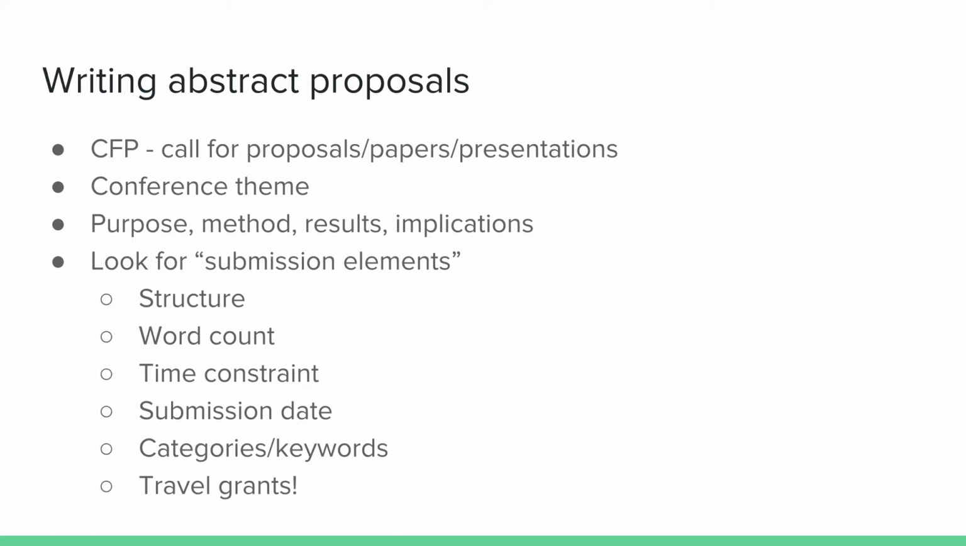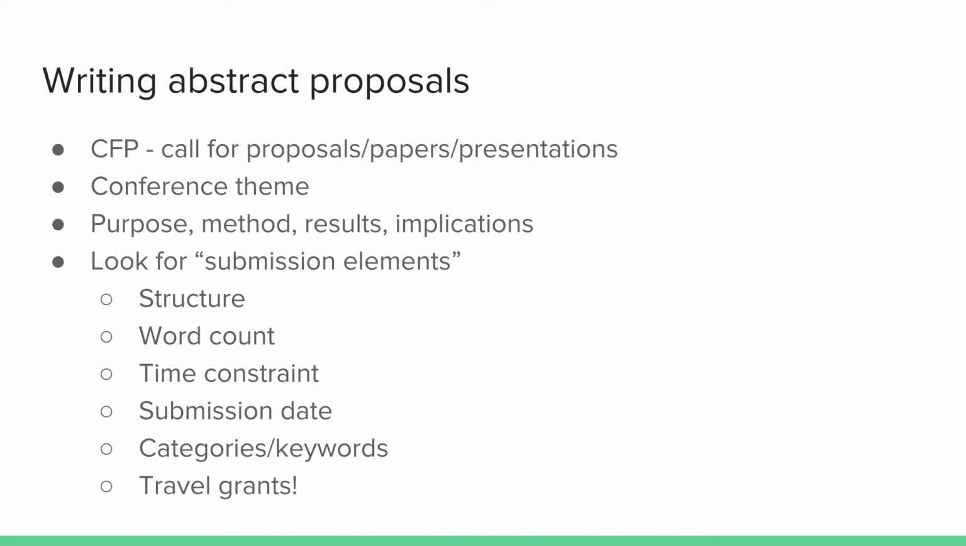You want to make sure you look for submission constraints or elements in the CFP as well, because these are going to tell you exactly how to structure your proposal, things to think about as you're writing, how to speak directly to the CFP call. They might tell you a specific structure for writing, which is always very helpful. They're definitely going to tell you a word count for your abstract. They might indicate that you're only going to have a specific time constraint for your presentation, which helps you structure how much you're going to pack into that abstract.